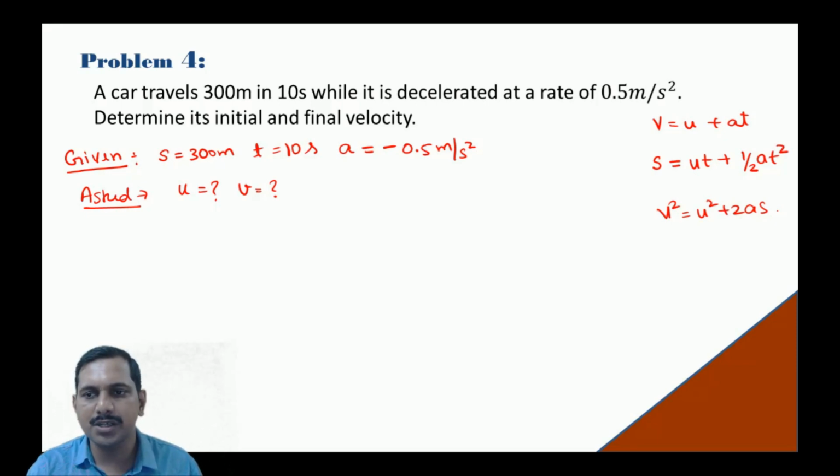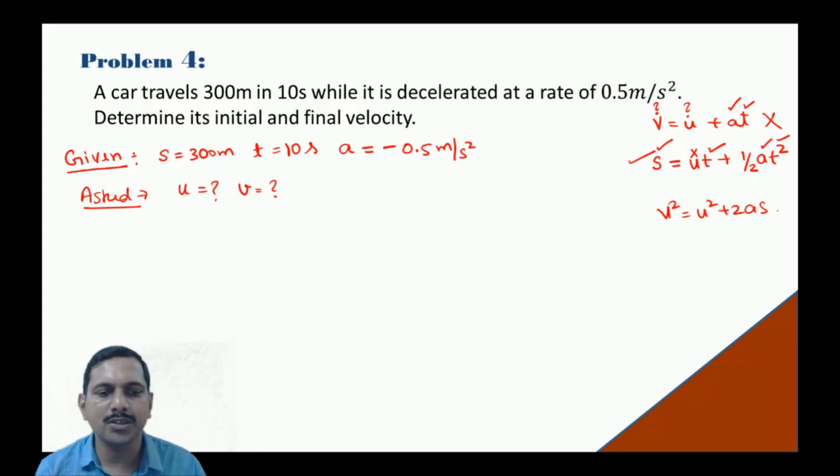So let us see the equations. v is asked, so a question mark on that. u is asked, a is given, t is given. But in this equation there are two unknowns, so we cannot use this right now. Next, let us see the second equation. s is given, u is not given, t is given, acceleration is given. So we can use this equation. Let us not waste our time going for the third one.